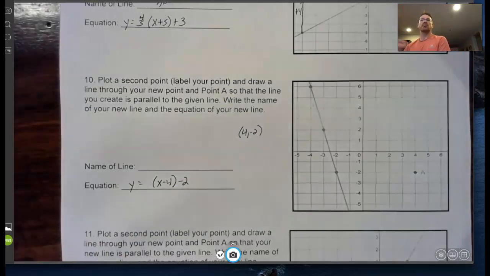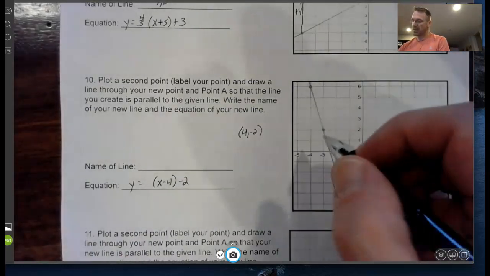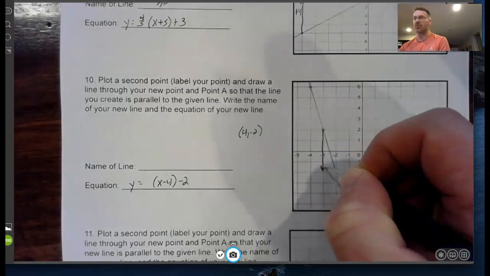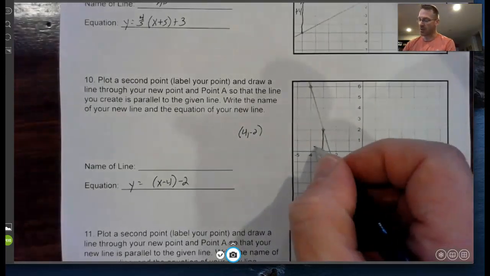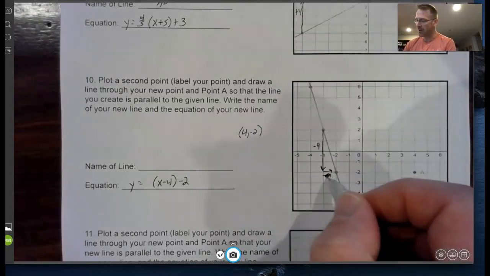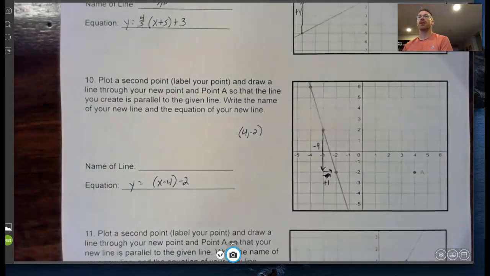And so I need to construct my new slope. And once again, I go 1, 2, 3, 4. And notice I'm going down 4, so that means my slope is negative. And I go over 1, like that. All right, so my slope is -4 over 1.